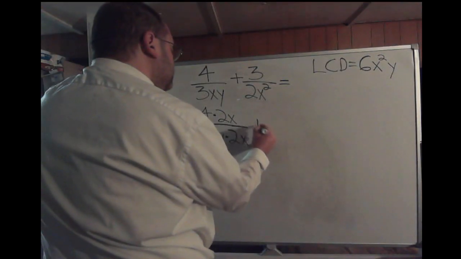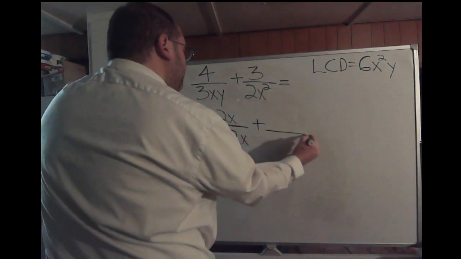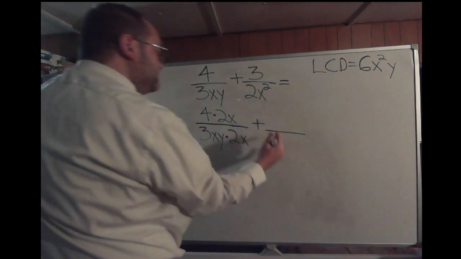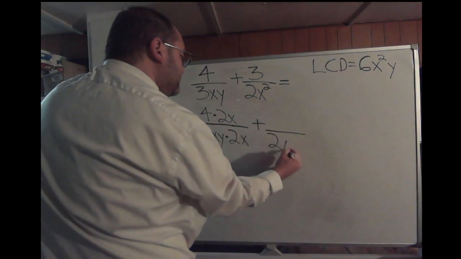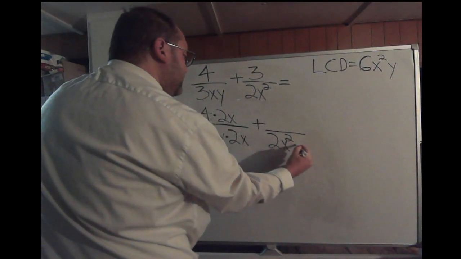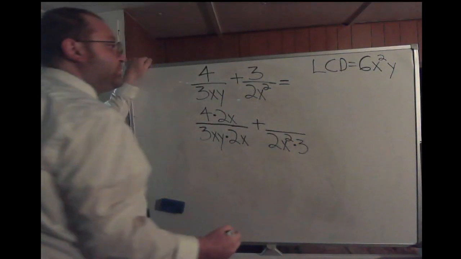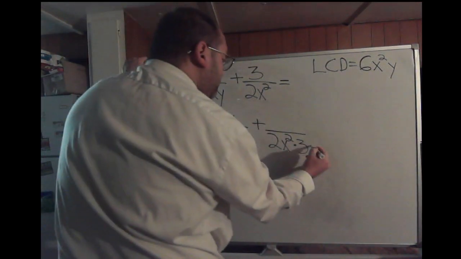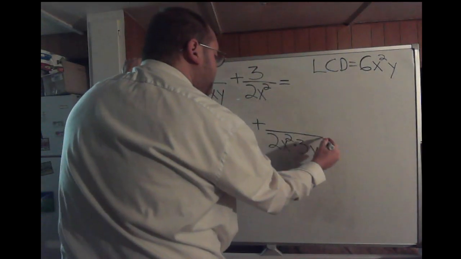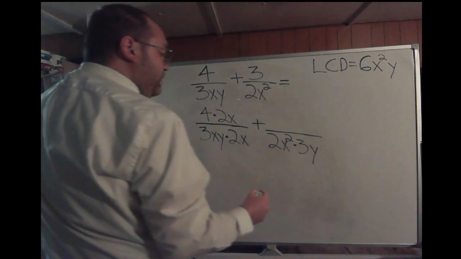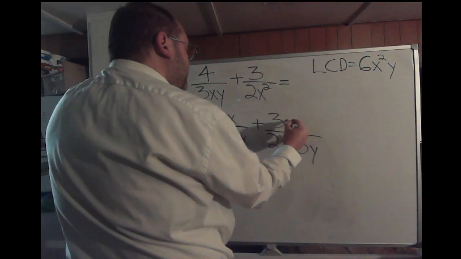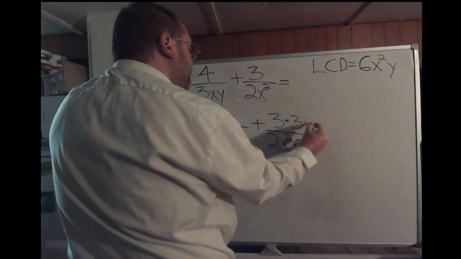Alright, plus now, to turn the 2x squared, let's see. So to turn 2 into 6, take that 2x squared, you got to multiply by 3. X squared's already there. We don't got to do anything with that, but we need a y. You also have to multiply by y. So, you'll have to take your numerator of 3, multiply that by 3y.